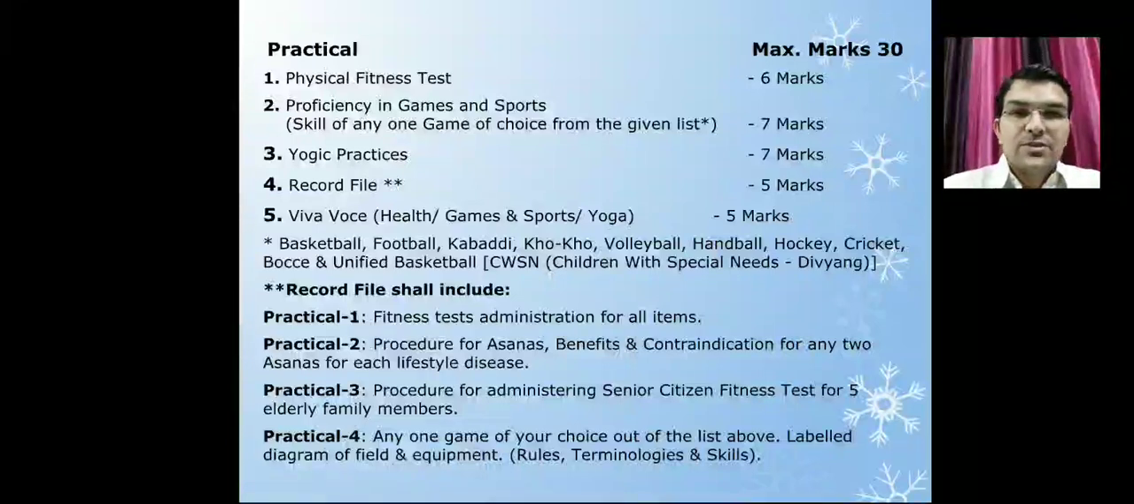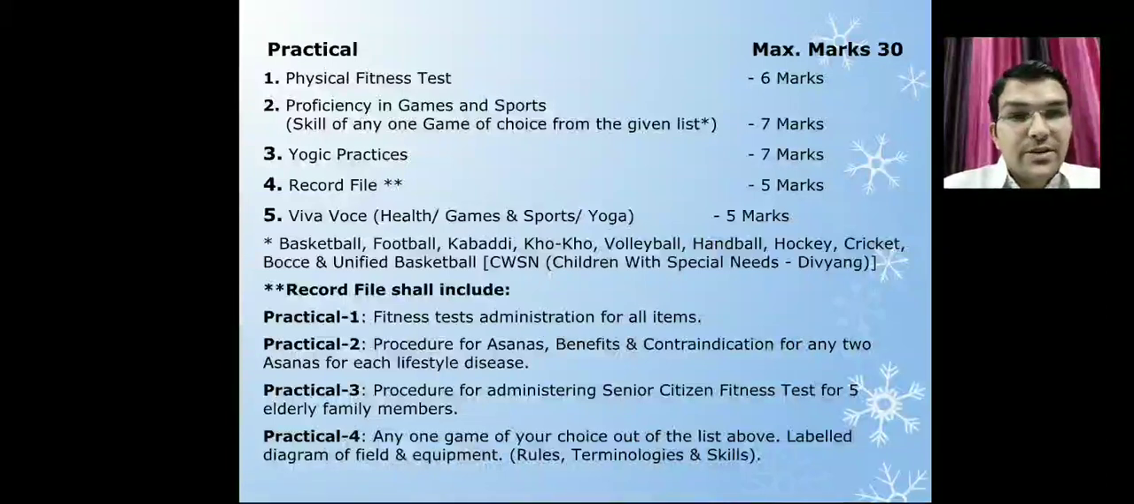Then yoga practice is of 7 marks. We will be practicing yoga, various yoga asanas as we discussed in the theory unit also. That will be of 7 marks here. Record file will be of 5 marks. And the last, viva voce during the final practical, will be of 5 marks. Now these are the games from which a child can opt: basketball, football, kabaddi, kho-kho, volleyball, handball, hockey, cricket, boccia and unified basketball. It is a kind of basketball for children with special needs.